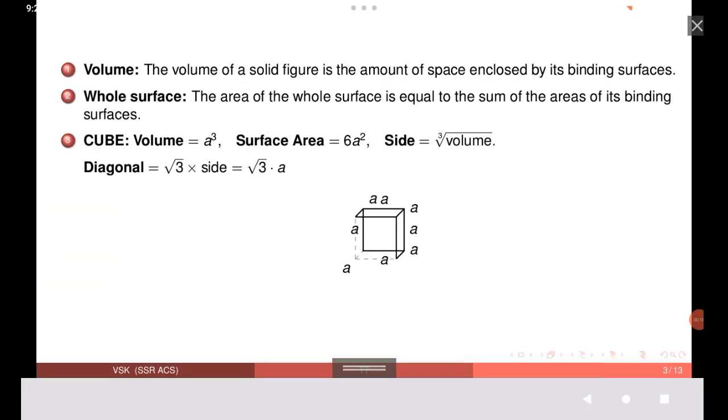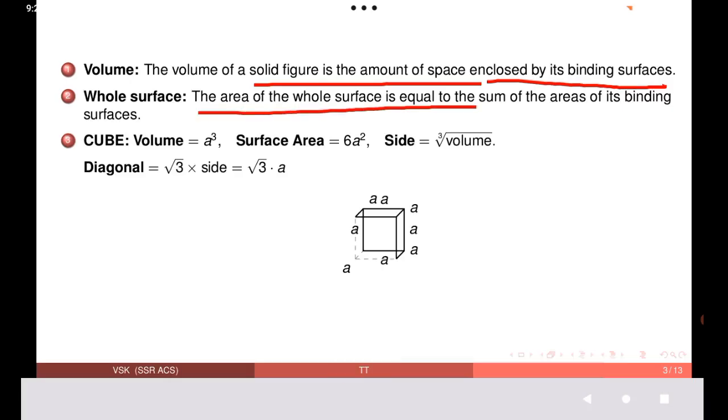So volume. What is volume? The volume of a solid figure is the amount of space enclosed by its bounding surface. This is the definition of volume. Now, whole surface. What is whole surface? The area of the whole surface is equal to the sum of the areas of its bounding surfaces. This is the definition of whole surface.